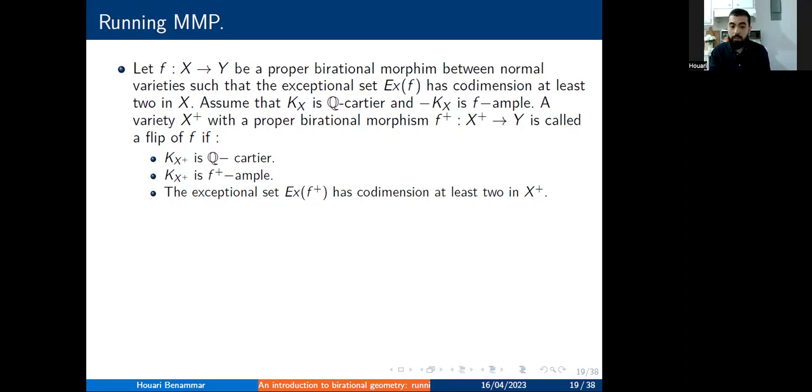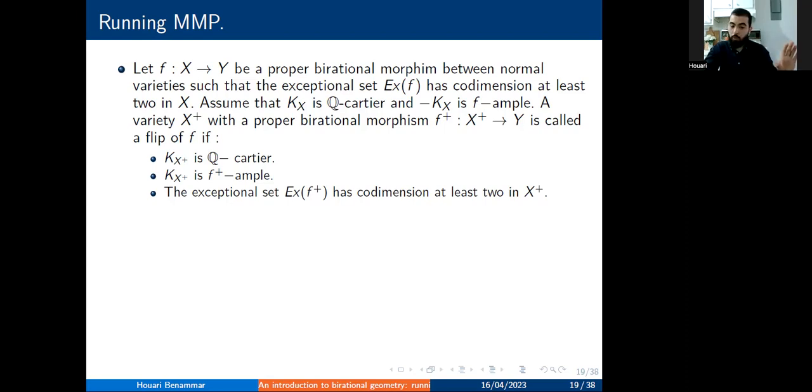A variety X^+ with a proper birational morphism is called the flip if K_{X^+} is Q-Cartier and K_{X^+} is relatively ample, and the exceptional set has codimension at least 2 in X^+. Okay, so why we need this operation or this transformation is just to skip the rational curve.